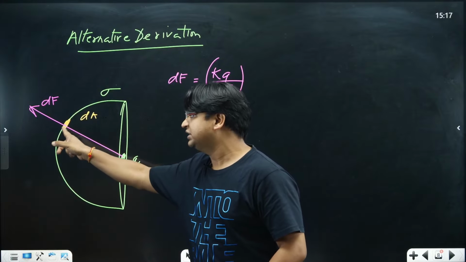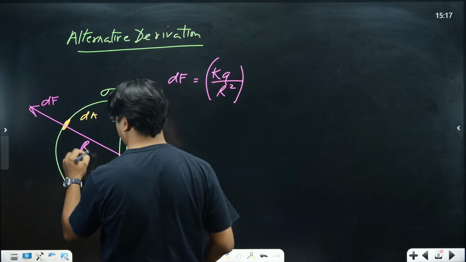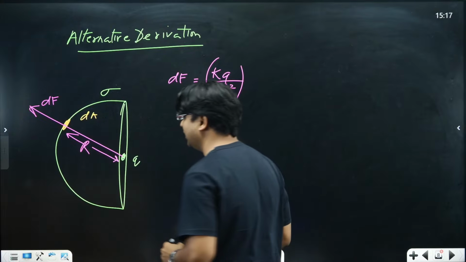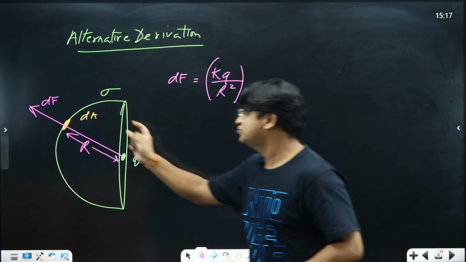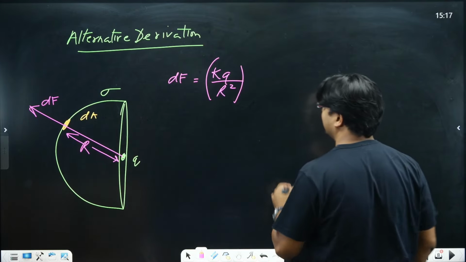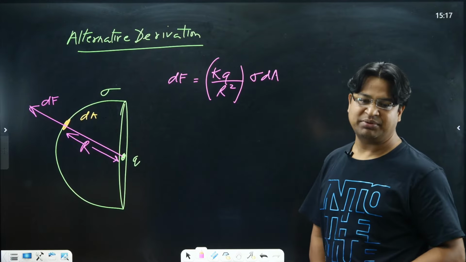So the electric field at this point, because of the charged particle, is kq by r square. This distance will be equal to r, and that's how we write the electric field of a particle, multiplied by the charge on the element. Now the charge on the element is sigma dA.